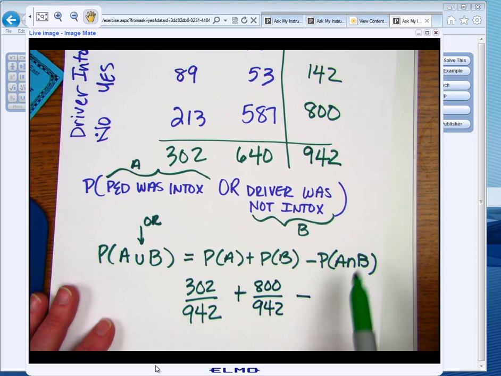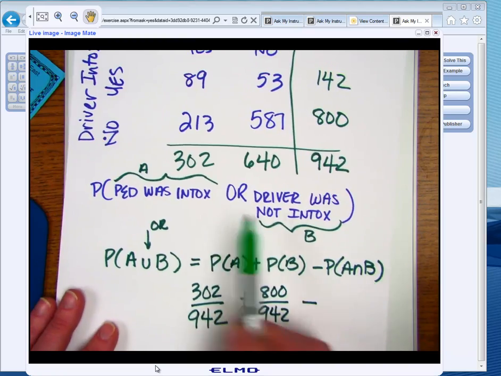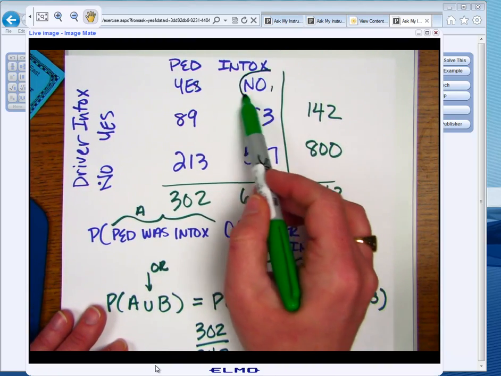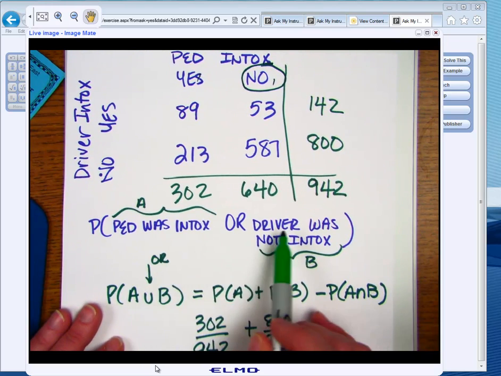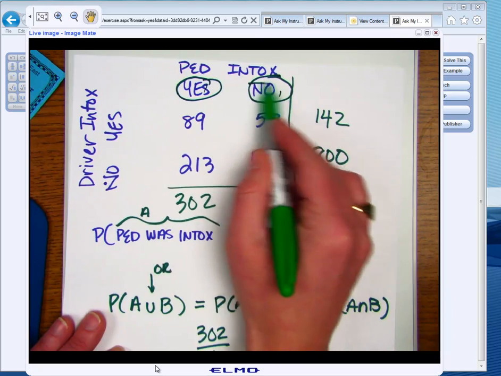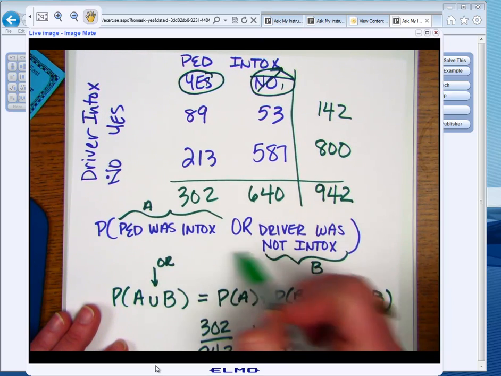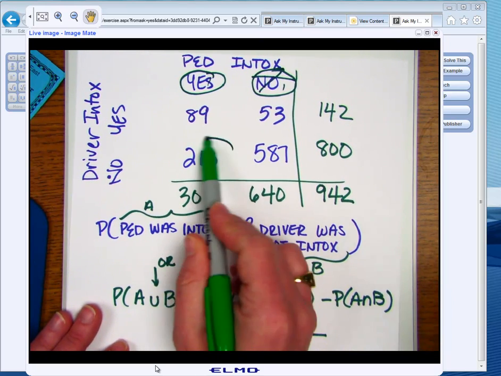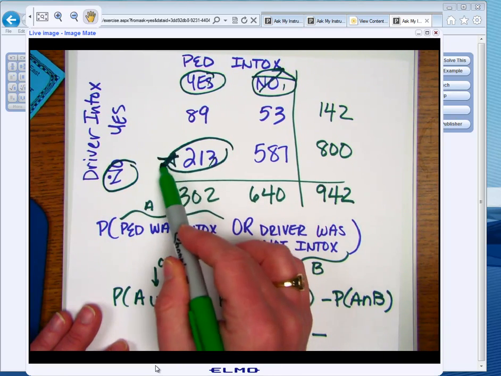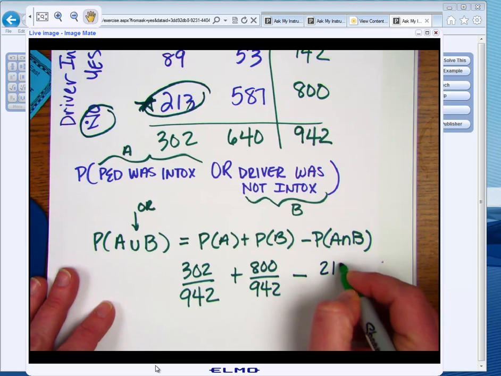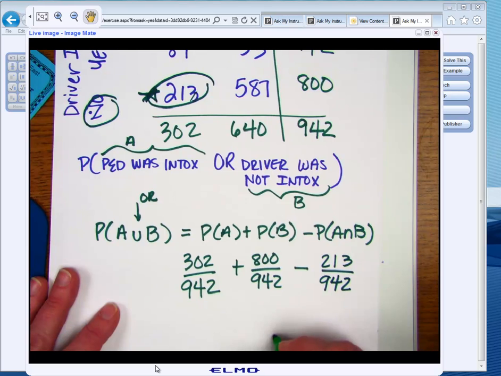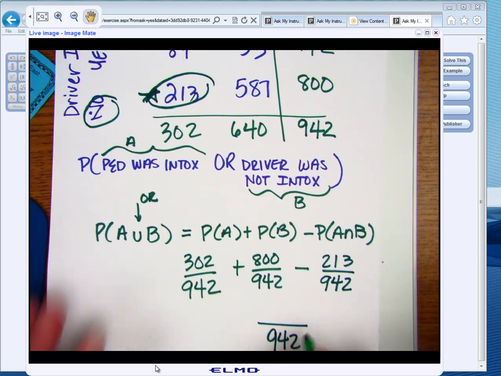And now we have to subtract the probability of A and B. So the pedestrian was intoxicated, that brings us here. And the driver was not intoxicated, that brings us to here, because he was not. So that's going to be this total here. So we're going to subtract 213 out of 942. And now notice our denominator's all the same, so it's going to be 942.